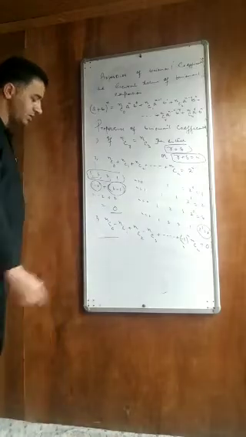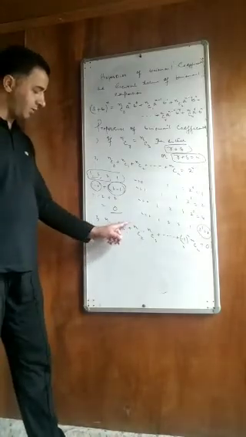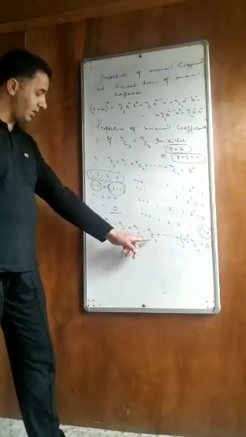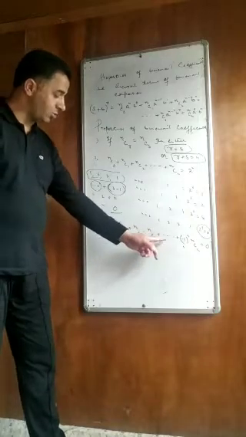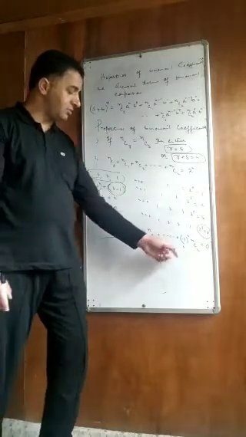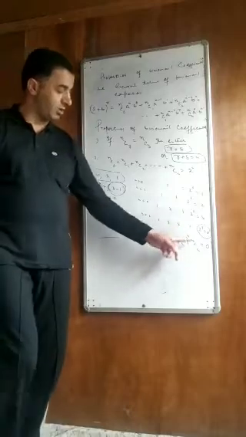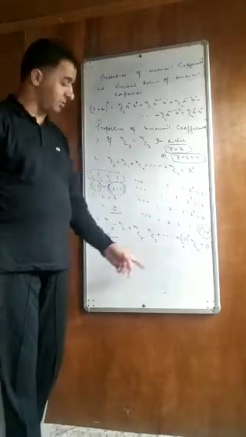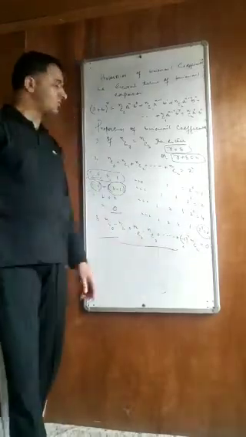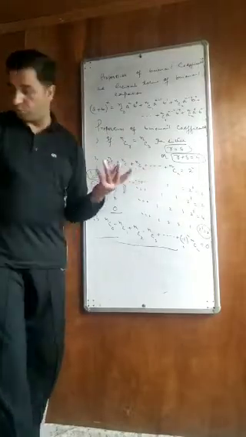So the property is NC0 minus NC1 plus NC2 minus NC3 plus so on to minus 1 raised to power n into NCn is equal to 0. This is the property. So these are some properties of binomial coefficients.